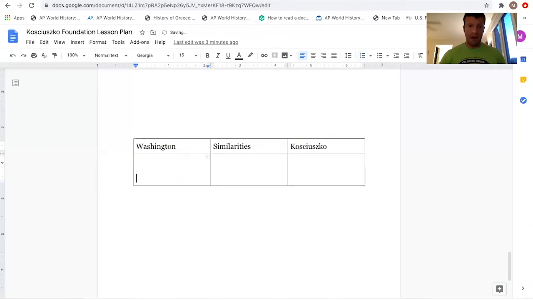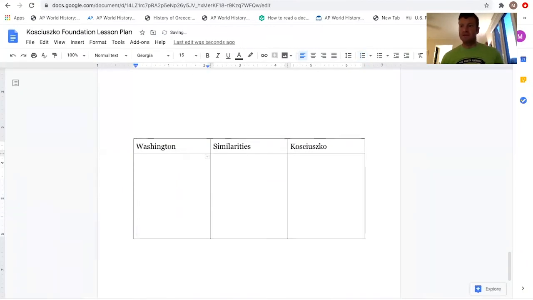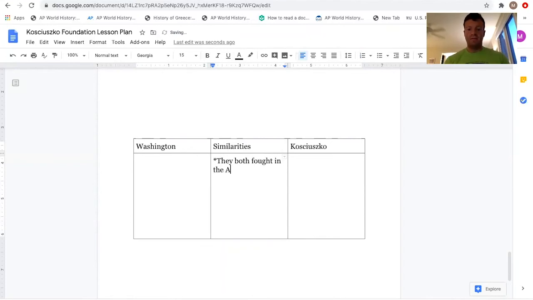Okay, so with that in mind, what we're going to do is a comparison of these two individuals, George Washington and Kosciuszko. So first thing, we can start with some similarities. They both fought in the American Revolutionary War. Likewise, they were both military leaders.